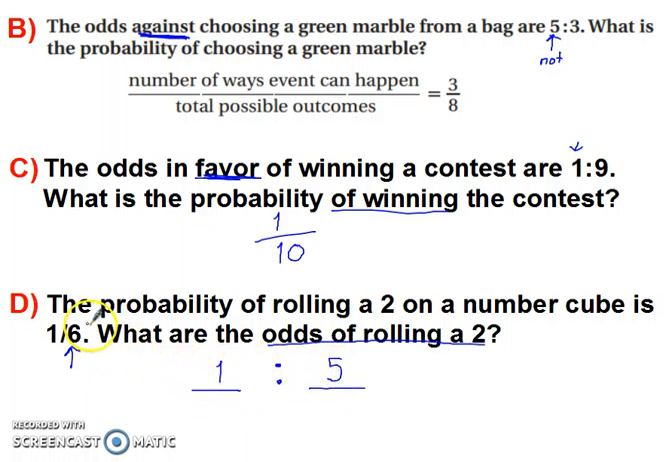Both of these add up to the total. So odds doesn't have a total number. It's got in favor and not in favor. Probability has the number of ways it can happen on top over the total possible outcomes. And that concludes our lesson on theoretical probability.